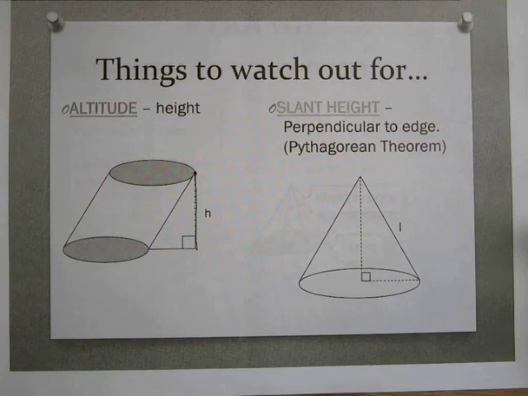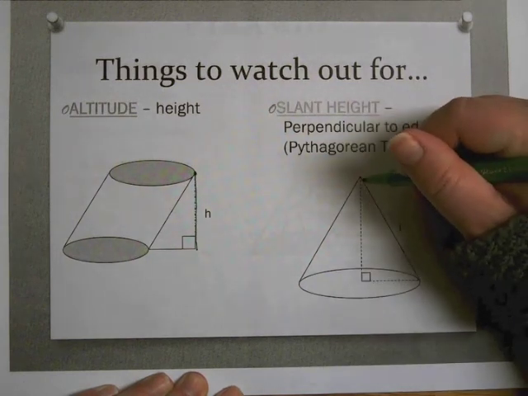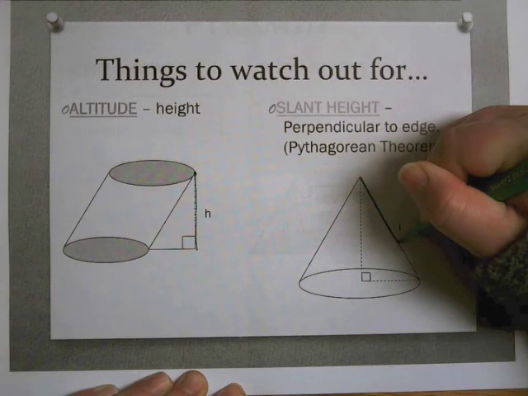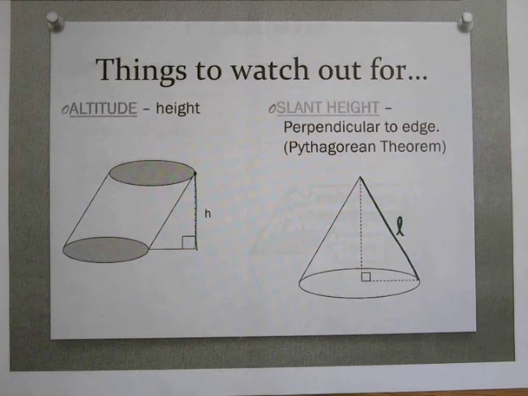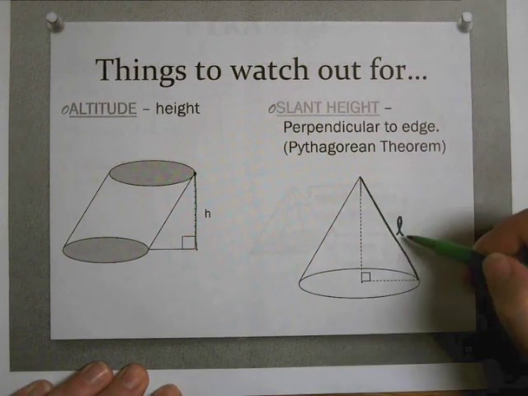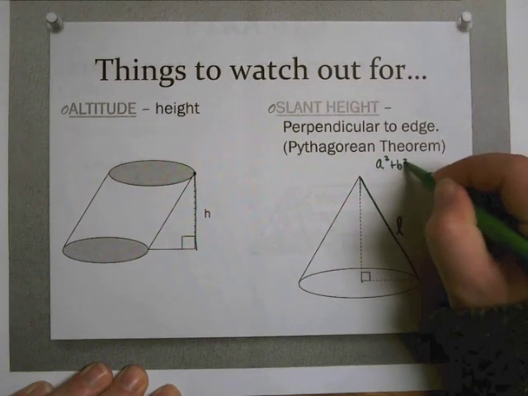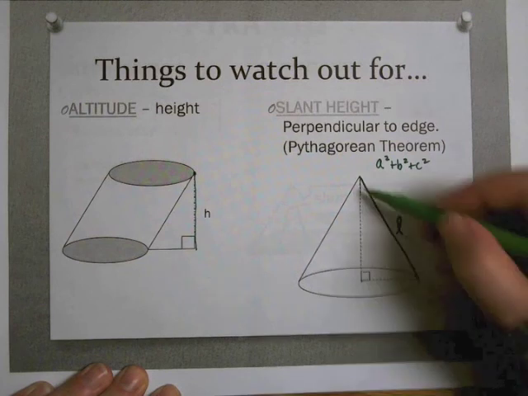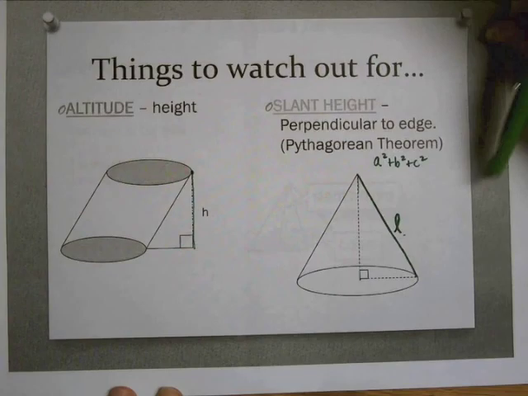The other thing that's kind of new is slant height. The slant height is perpendicular to the edge. So our slant height is this height right here. You'll see it as a little cursive L most of the time. That's our slant height. Notice, if we knew the height and we knew the radius, we could always find the slant height by using the Pythagorean theorem. Remember, a squared plus b squared equals c squared, where c in this case, our hypotenuse, is our slant height. We'll do some practice ones of those later on.